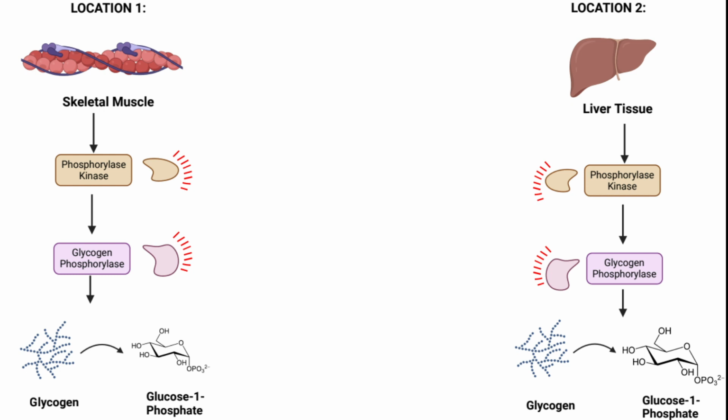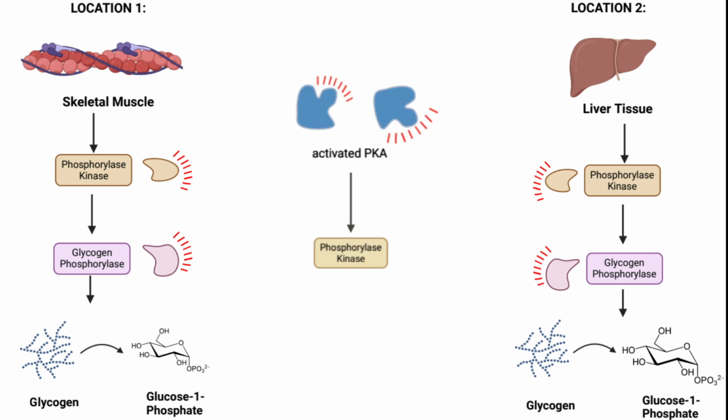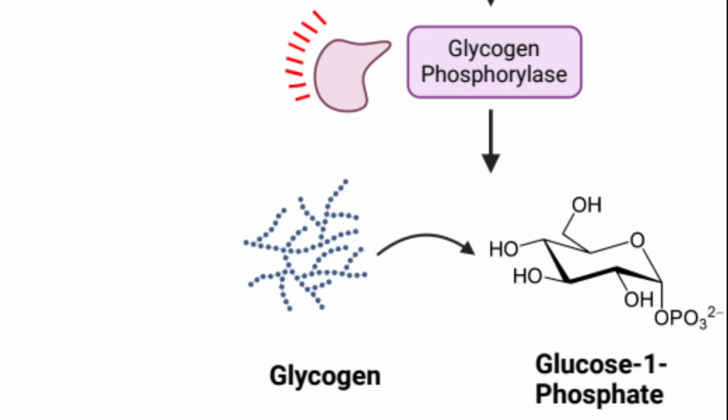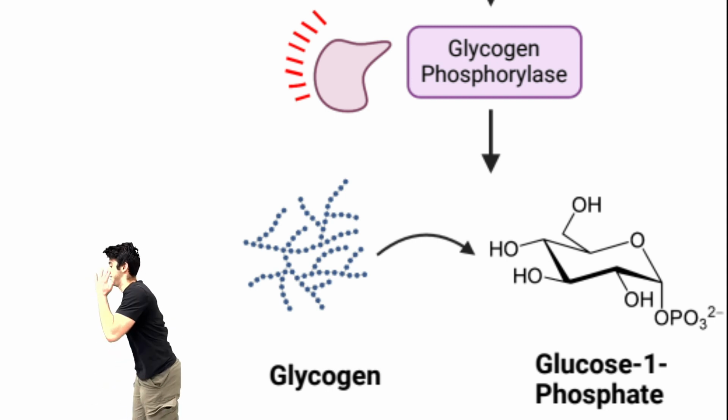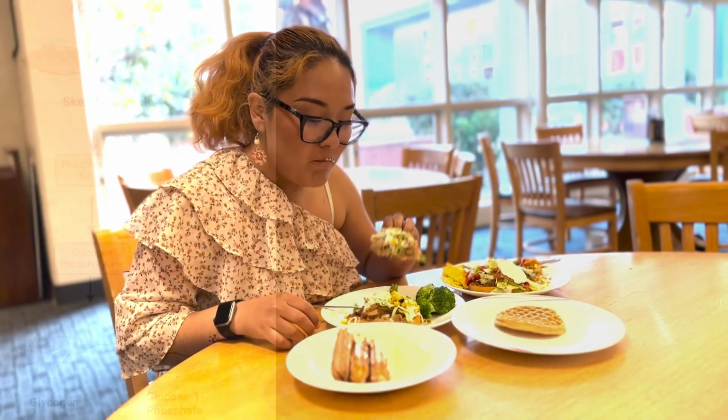In skeletal and liver tissues, PKA phosphorylates and activates another kinase called phosphorylase kinase. Next, phosphorylase kinase phosphorylates and activates glycogen phosphorylase. Glycogen phosphorylase converts glycogen into glucose 1-phosphate, which is needed to produce energy in the form of ATP in our bodies. This glucose is sent into the bloodstream.